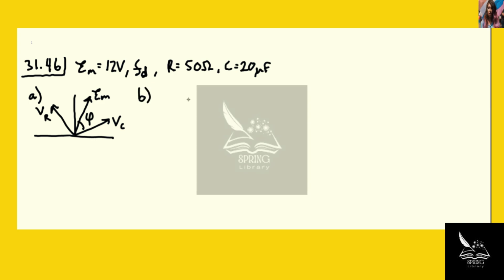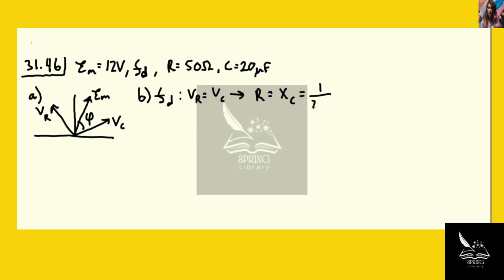So now we want to find the driving frequency such that the two phasors have the same length, which is to say V sub r equals V sub c, or this is the current times the resistance, this is the current times the reactance. So we want the resistance to be equal to the reactance of the capacitor.